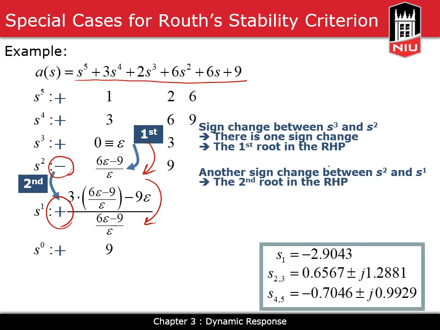If we use MATLAB to find the roots of that characteristic polynomial, these would be the roots. You can see there are 2 roots, S2 and S3, with positive real parts. They're both complex and they both have positive real parts, so they are on the right half plane. This confirms our answer. This is if we use MATLAB, for example, or a calculator to find the roots of our characteristic polynomial.